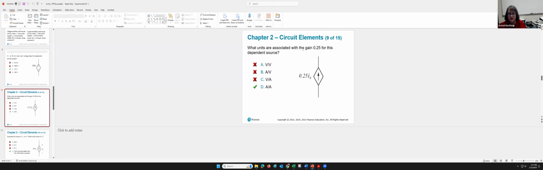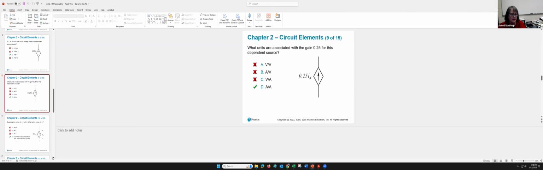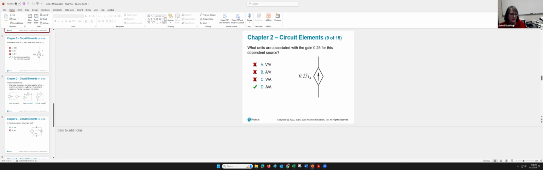Here, what units are associated with a gain of 0.25 for this dependent source? Okay, so if you look at the symbol, this is current, isn't it? Based upon current. So current supplied is equal to 0.25 times the independent current. And so what that tells us is that both are current, so the units are going to be amps over amps or dimensionless. I would argue that A would also be true, but it wouldn't be informative. But volts over volts is dimensionless. It's just that this one is based on current, so amps over amps is a little bit clearer.